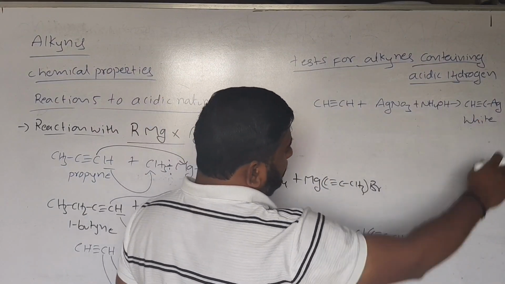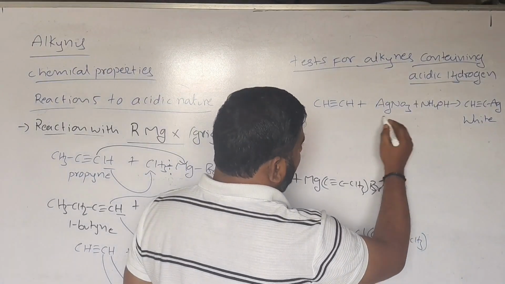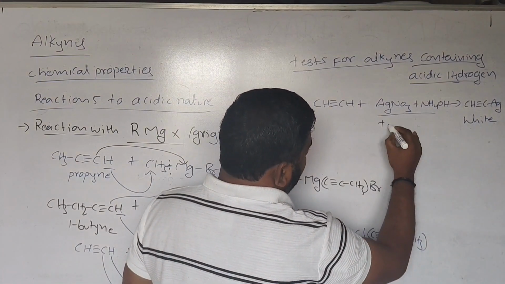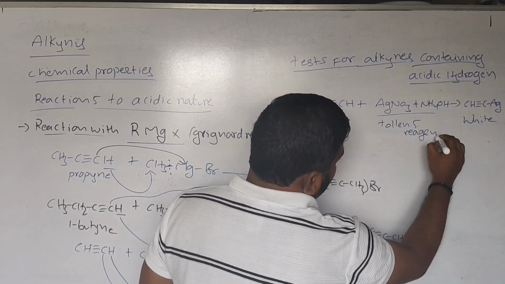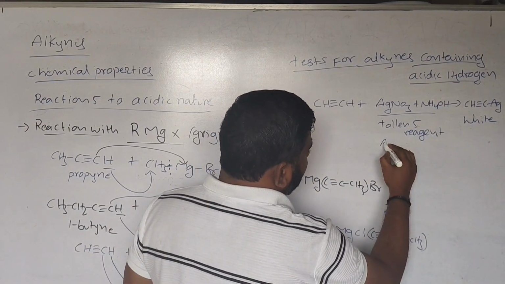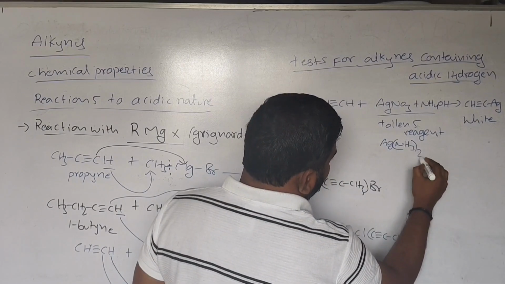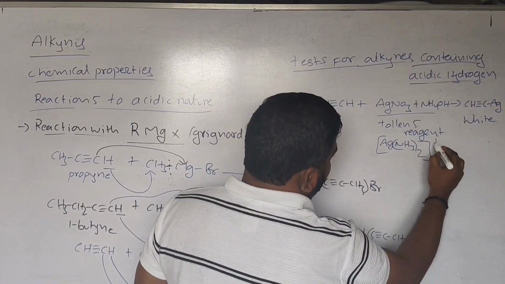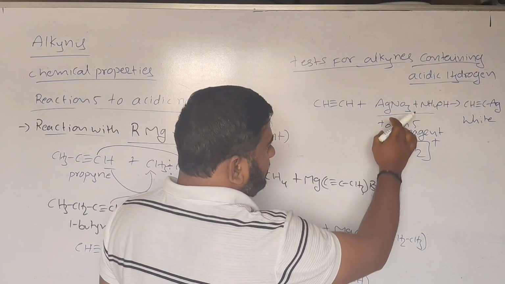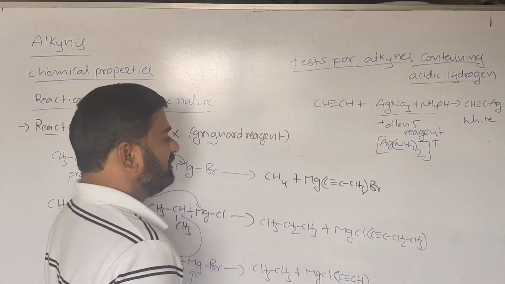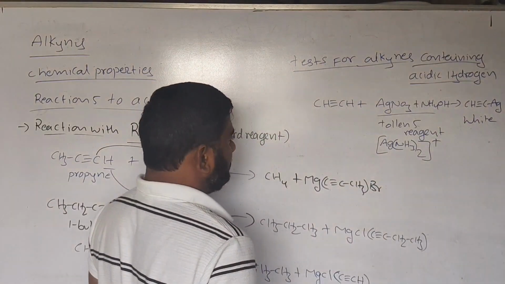The remaining side products are not needed. What color precipitate you get by reacting with what, that is only important. This is called Tollens reagent. Sometimes they will give it like Ag(NH3)2 complex form. That also is Tollens reagent. Acidic hydrogen containing compounds will give a white precipitate with the Tollens reagent.